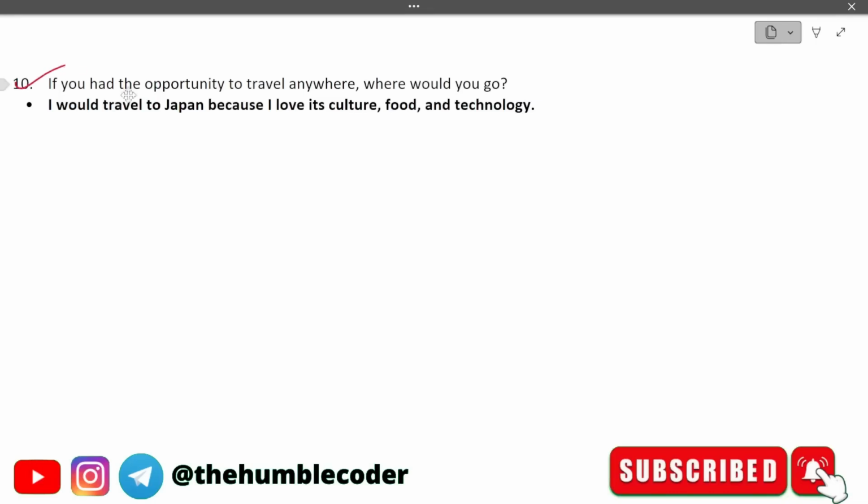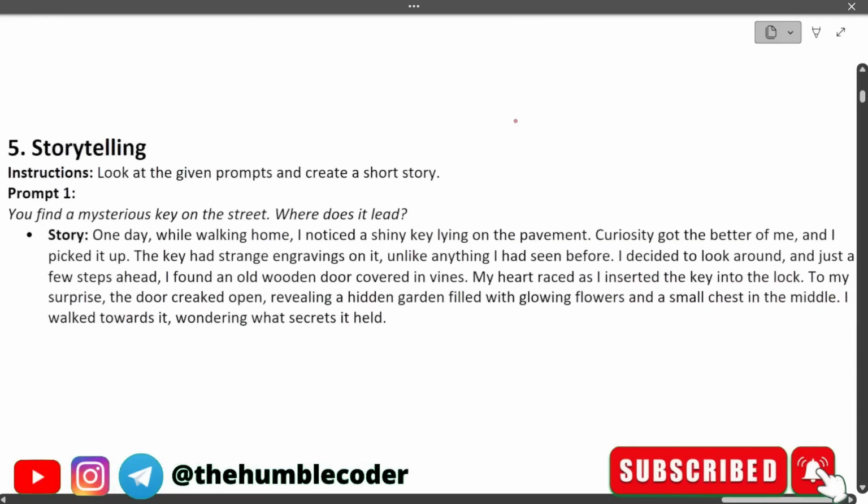The question is, if you had the opportunity to travel anywhere, where would you go? Okay, there is no correct or wrong answer as such, but one prospective answer that you can give for this question is, I would travel to Japan because I love its culture, food and technology. Let's move on to the next set of questions now.